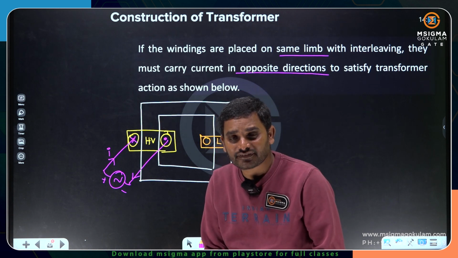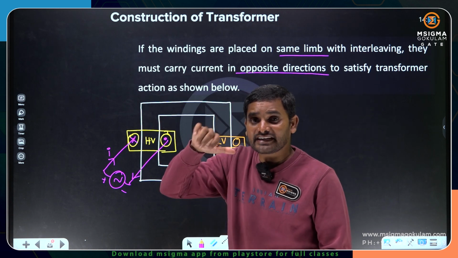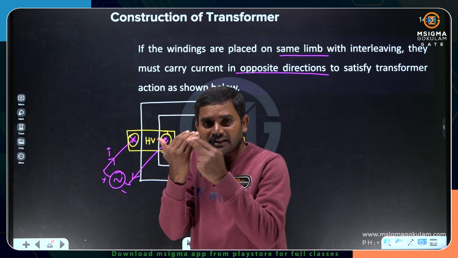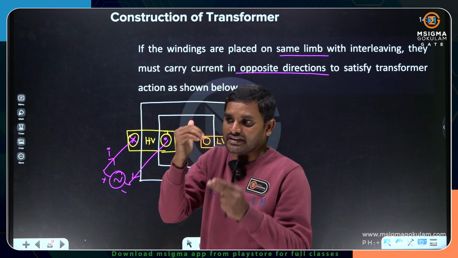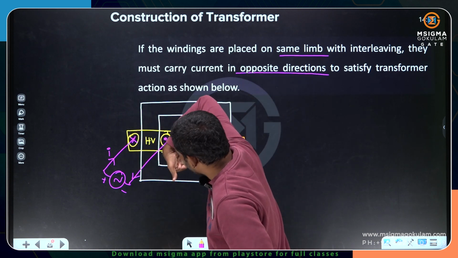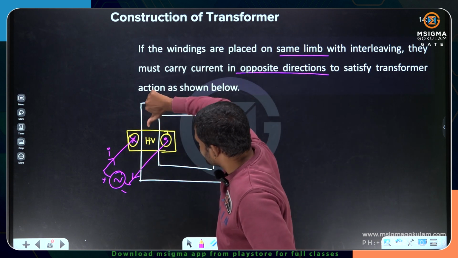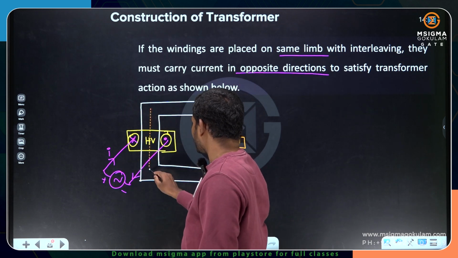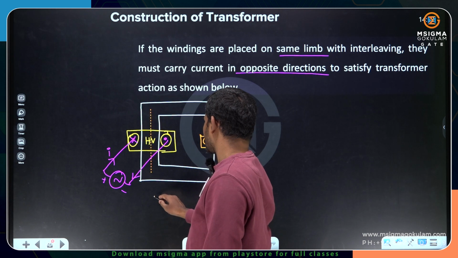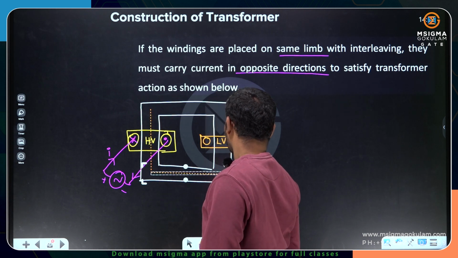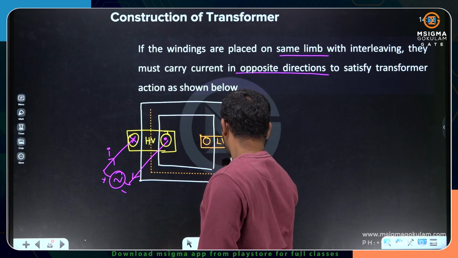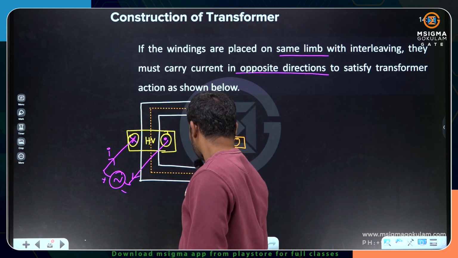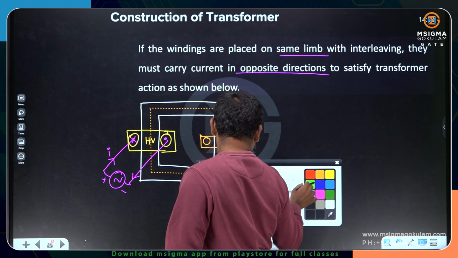How? The direction of flux can be obtained by using the right hand thumb rule. So current is going in. You should indicate the current direction with the fingers, closed curled fingers. Current is going in and coming out, going in and coming out. So the flux will be in the downward direction. So the high voltage winding is going to create the flux in the downward direction. Okay, so here it will be like this.